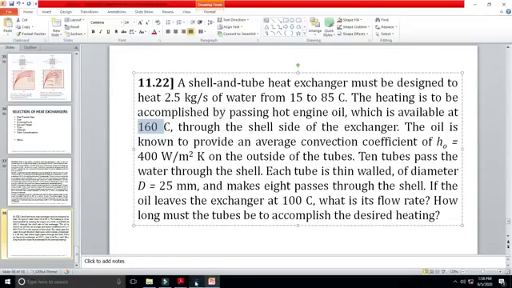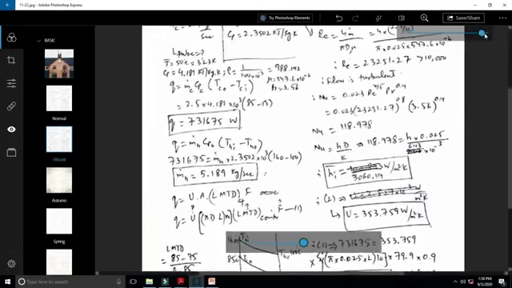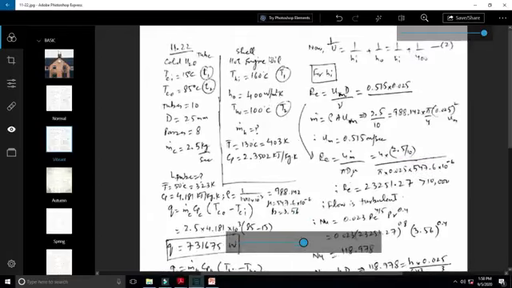So I will show you the solution at the same time. So we have the tube side fluid, which is the water, or we may also call it cold fluid, and then the next is the fluid on the shell side, which is the engine oil, and the cold fluid comes in at 15 degrees Celsius and the cold fluid goes out, it leaves at 85 degrees Celsius, whereas the hot fluid engine oil comes in at 160 degrees Celsius.